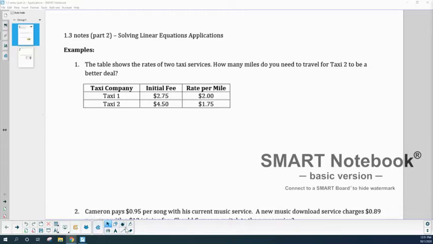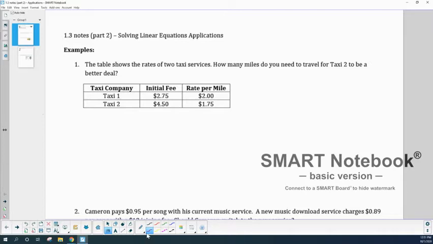Hey guys, in this video, we are going to talk about how to solve linear equations, but with applications. So meaning real life application problems, word problems, the dreaded word problems. What I'm going to show you is just how to do an initial setup for these first few examples.